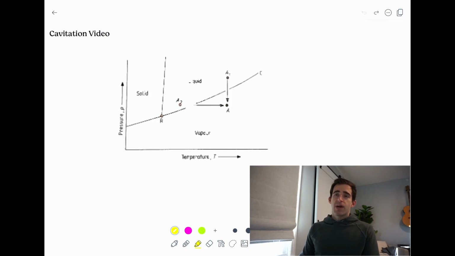Hey everyone, in this video I want to talk about cavitation. It's a phenomenon responsible for pitting in boat propellers and is often avoided. However, it could have its uses. Cavitation occurs in a fluid when pressure decreases and the fluid transitions from liquid to gas.